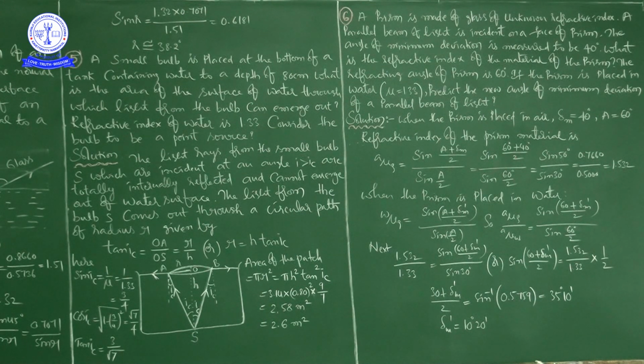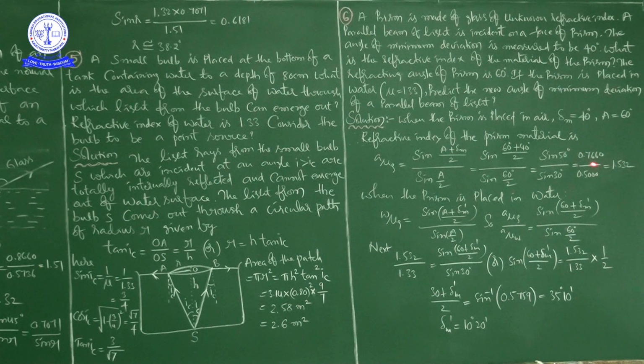That is what sin (60 degrees plus 40 degrees) by 2, they have given A as 60 degrees now, and delta M is equal to 40, right? 60 plus 40 by 2 divided by sin 60 degrees by 2, that is equal to sin 50 degrees by sin 30 degrees. 60 plus 40 is 100 now, 100 by 2 is equal to 50, right? Next here 60 by 2 is equal to 30 degrees, right?